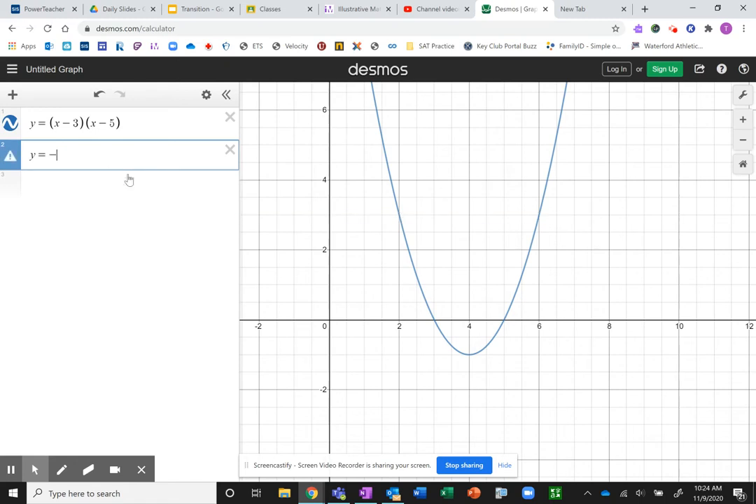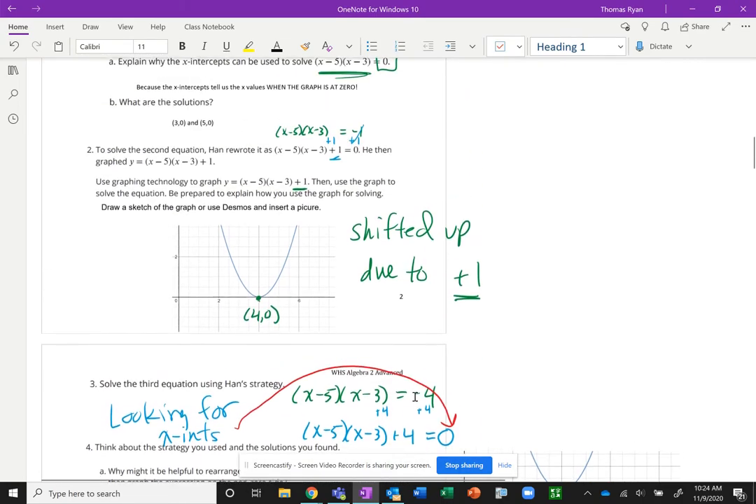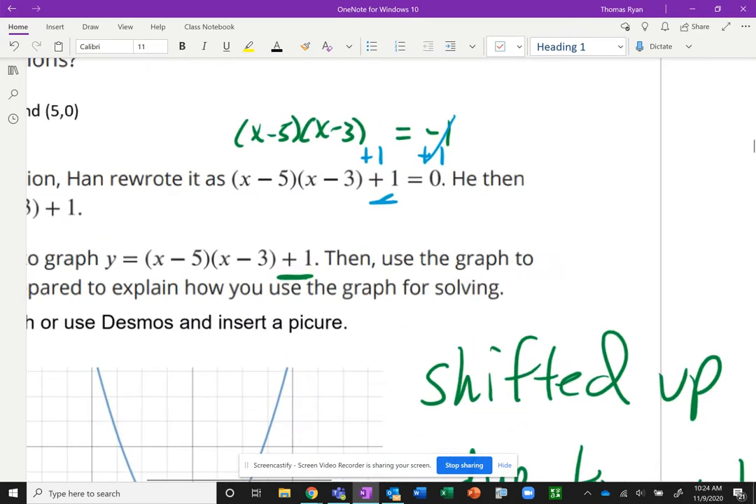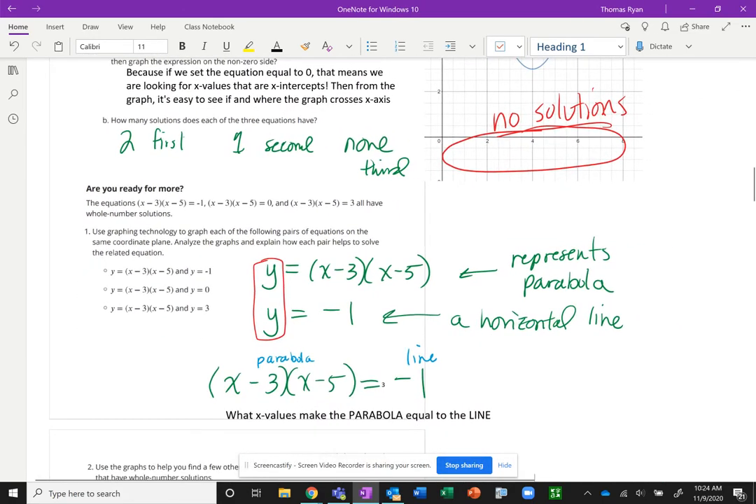Or if I make it -2, look, they don't cross because the parabola is going to go up and up forever and the line stays constant. So you can either utilize Han's strategy by moving things over and always getting it equal to 0, right? And wanting to get it equal to 0 here. Or you can graph the two things separately and say, well, it's an equation, so that means where does the parabola equal this line? If they cross, sometimes they'll cross in 2 spots. Sometimes they'll only touch in 1 spot. Sometimes they won't touch at all.